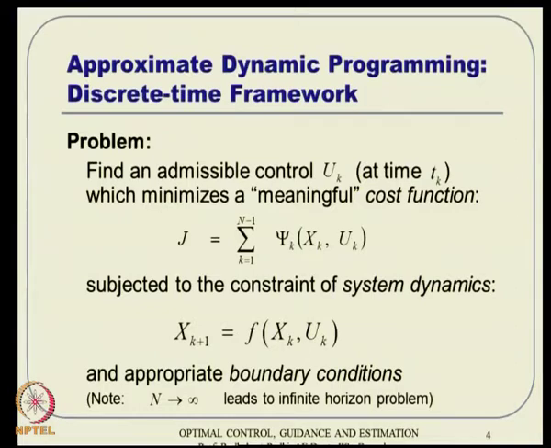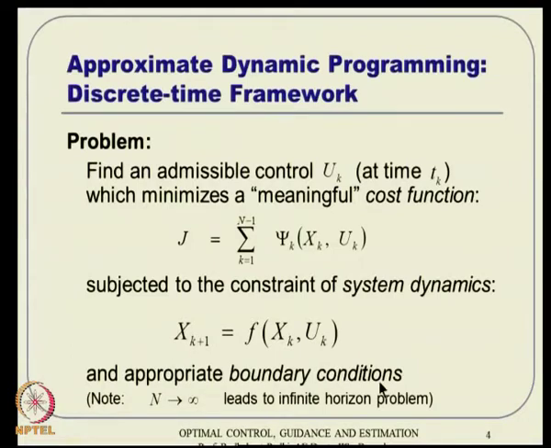Everything will happen in the discrete time domain here, and the integral will be substituted by a summation. The objective is still very similar to what you have seen before, that is, to optimize this cost function J. Formally speaking, find an admissible control u_k which minimizes this meaningful cost function, subject to the constraint of system dynamics, which is of this form.